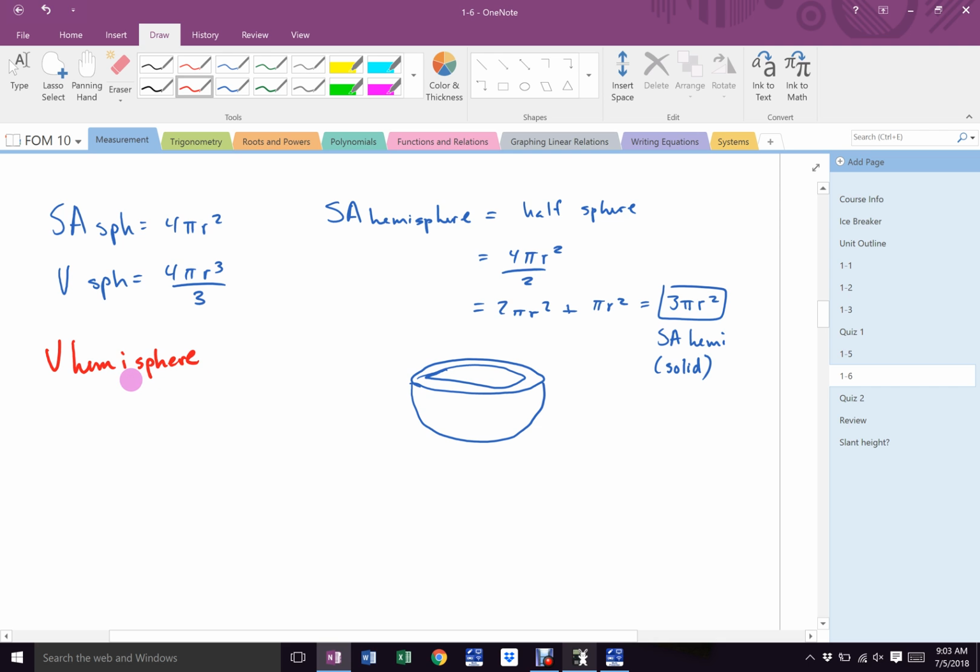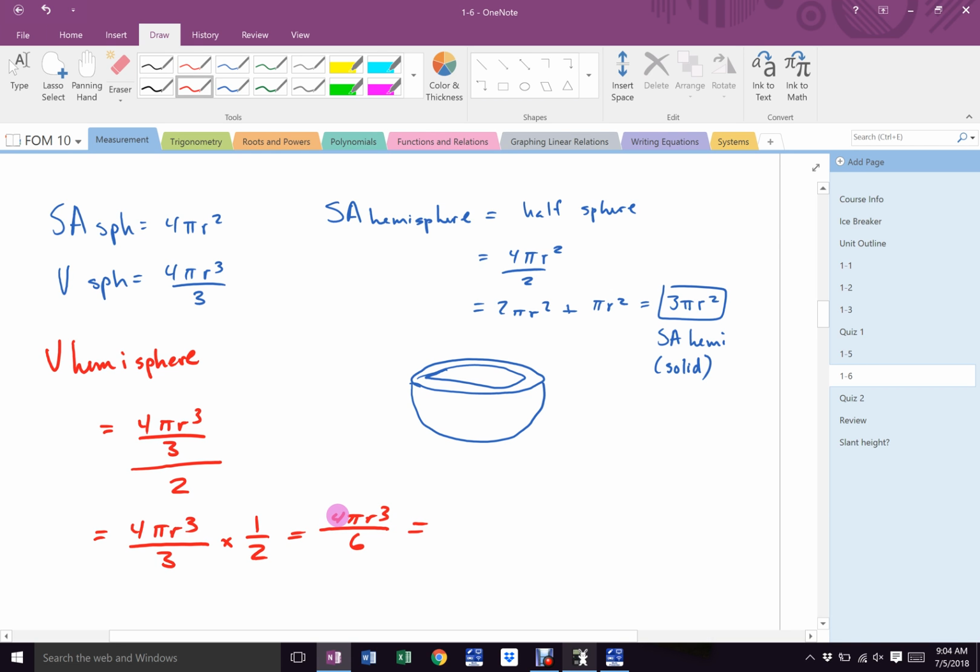Well, a hemisphere is half a sphere, yes? So it must be 4 pi r cubed divided by 3 divided by 2, correct? Everyone agree? That's kind of weird. So that is 4 pi r cubed divided by 3 times 1/2. Everybody cool? Because times by 1/2 is the same as divide by 2, right? So that is 4 pi r cubed over 6. Everybody still cool?